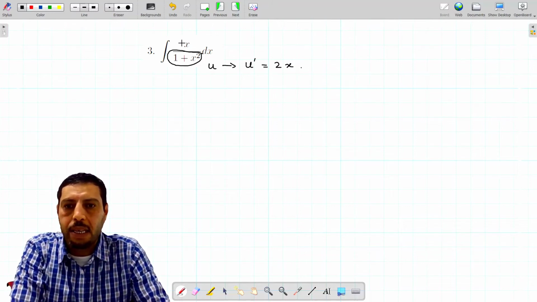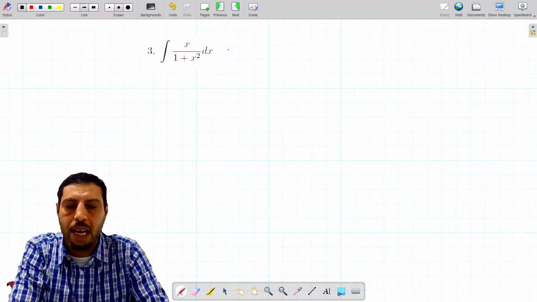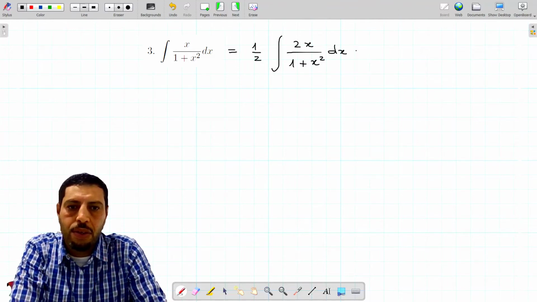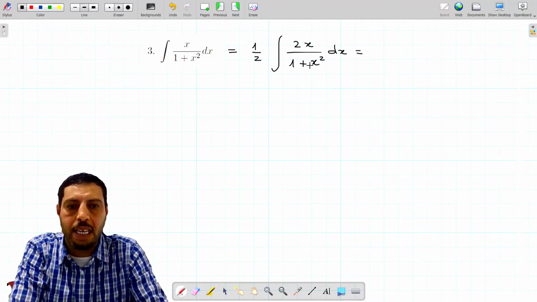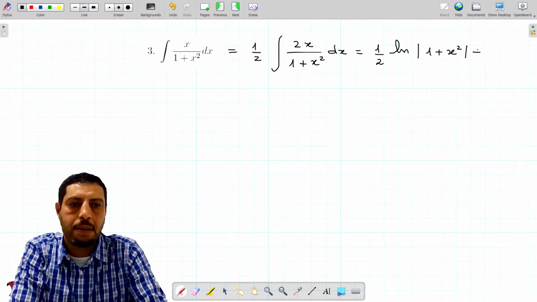Now, do you have 2x in the numerator? Yes, almost. You just need to multiply by 2 and divide by 2 to get the 2x in the numerator. So let's apply by 2 and divide by 2. So I will write my integral as 1 over 2, the integral of 2x over 1 plus x squared. And here you can see the u prime over u inside the integral. So it's equal to 1 over 2 ln of the absolute value of u of x, which is 1 plus x squared, plus c.